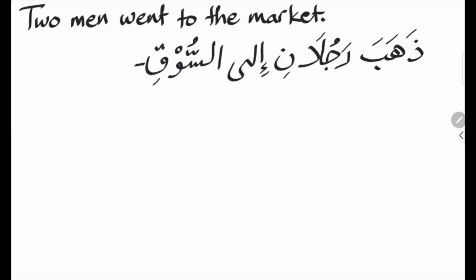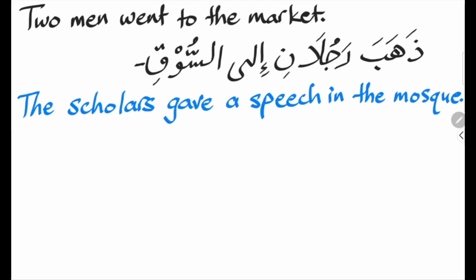إلى السوق. Let's give you another example. The scholars gave a speech in the mosque. So in this case, you're going to bring the verb first, the fi'l, which is giving a speech. Giving a speech in Arabic is خطب. Now you're going to bring the fa'il, the people who are giving the speech, who are the scholars.